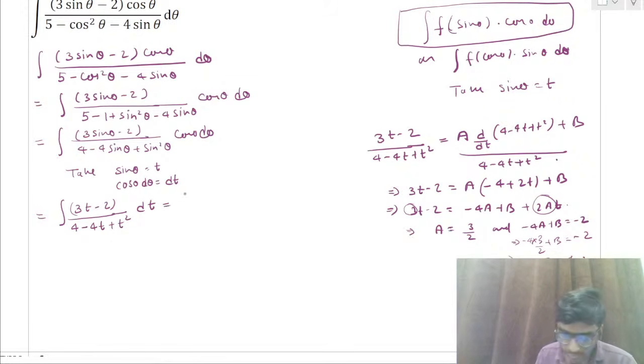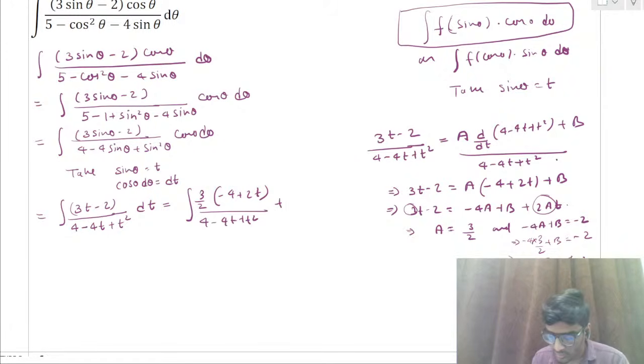So this integral becomes, we are going to write this integral of 3t minus 4 upon 4 minus 4t plus t square as a times 4t plus t square, here a is 3 by 2, plus b, here b is 4. So we are going to write b upon 4 minus 4t plus t square dt.